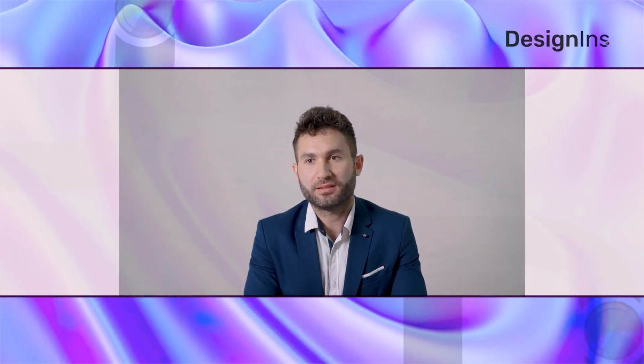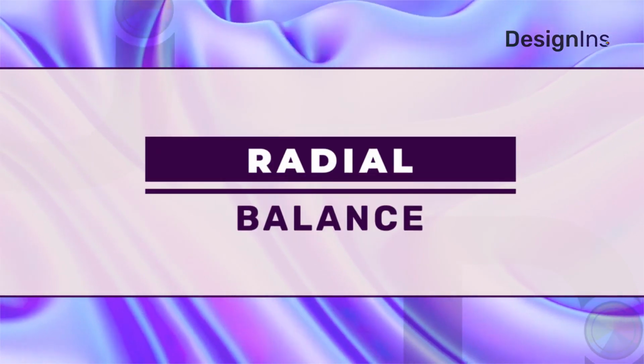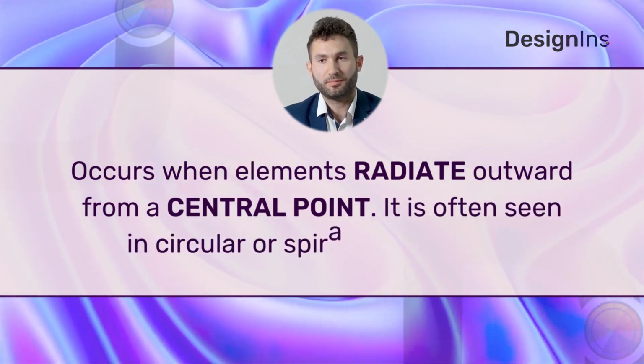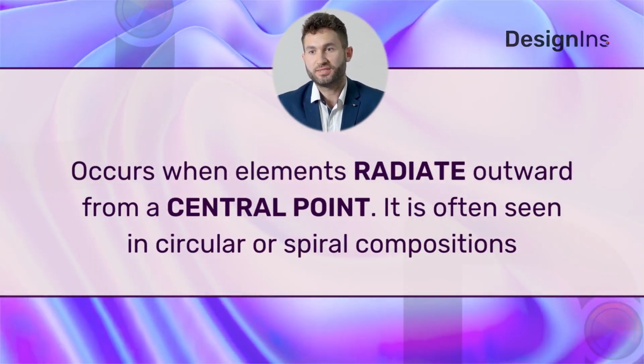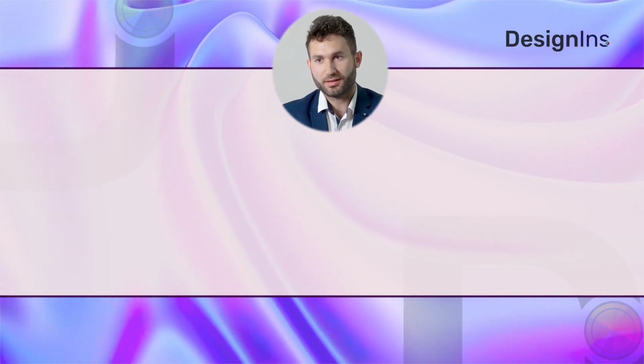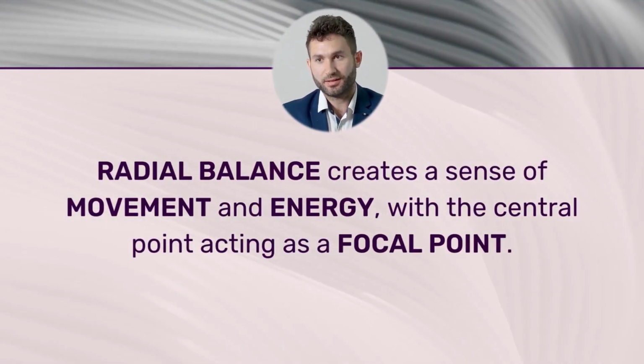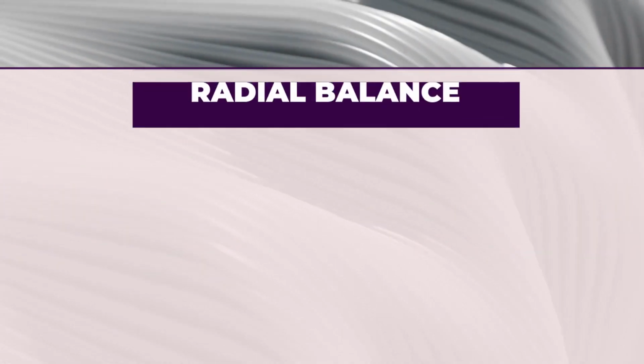And our third and last type of balance is radial balance. Radial balance occurs when elements radiate outward from a central point. It's often seen in circular or spiral compositions. Radial balance creates a sense of movement and energy, with a central point acting as a focal point. See the examples of radial balance.